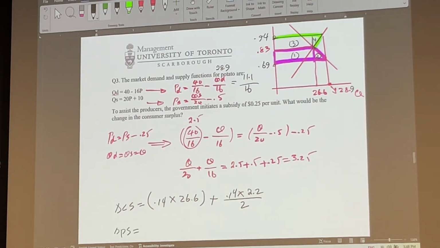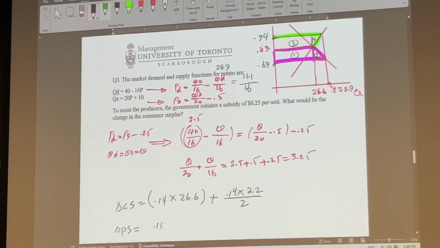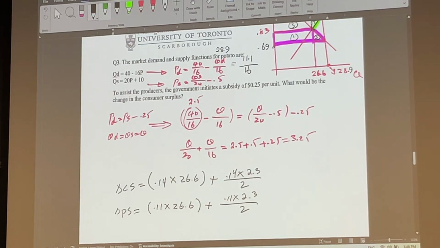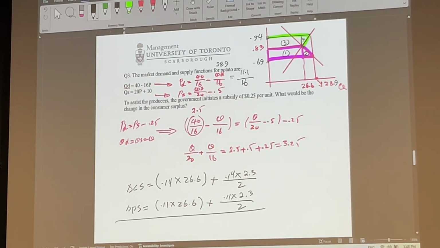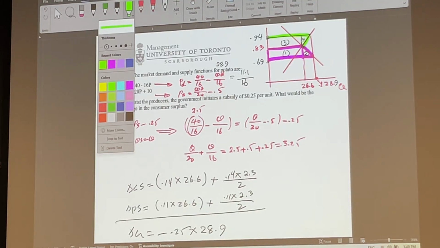Producer gets 3, which is 11 multiplied by 26.6, plus 4, which is 11 cents multiplied by 2.3 divided by 2. That's that. The government loses, it pays 25 cents on 28.9 units. So that is the government surplus loss.